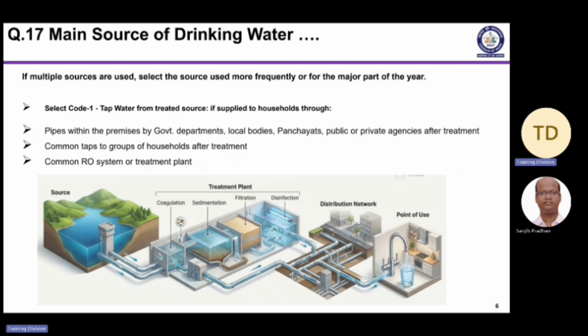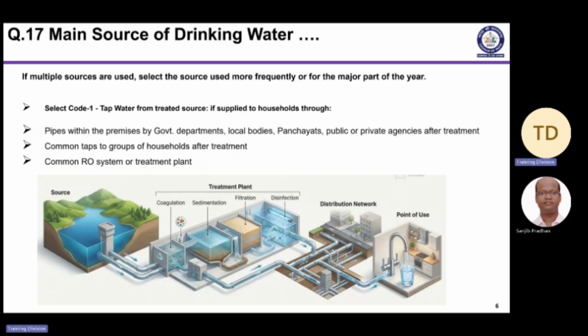So we have different qualities of water, from different sources. The ground level water also comes from different heights and different depths. As I said, if we have multiple sources, we will select the source which is frequently used or used for the major part of the year.